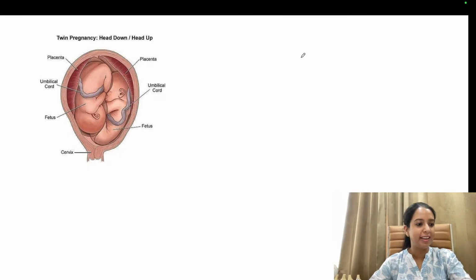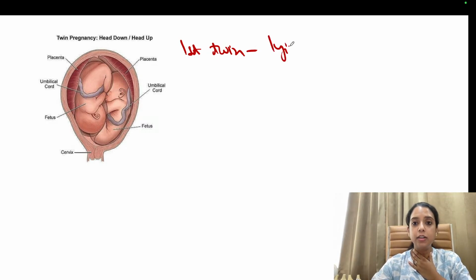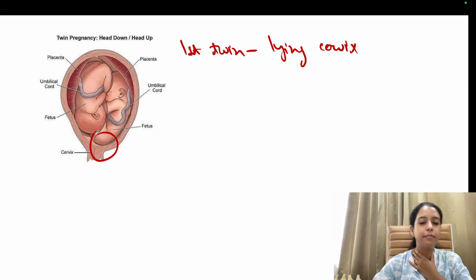Now if the question is asked on the delivery of twins, remember the first thing: whenever we say first twin, it is the one that is lying near the cervix. The one which is near the os, that is the first twin. This one is the first twin. So for delivery, I only look at the first twin.